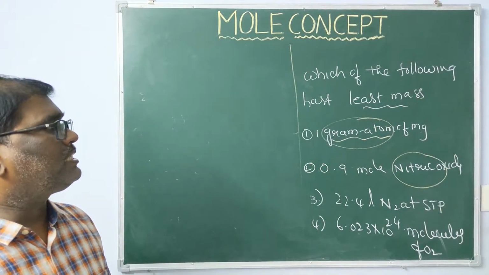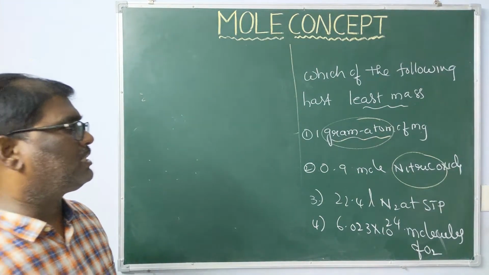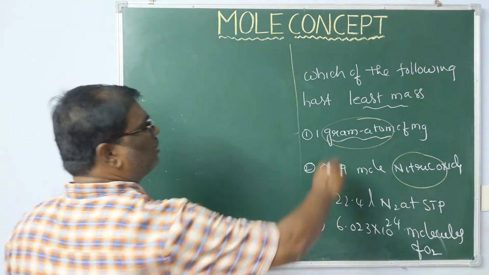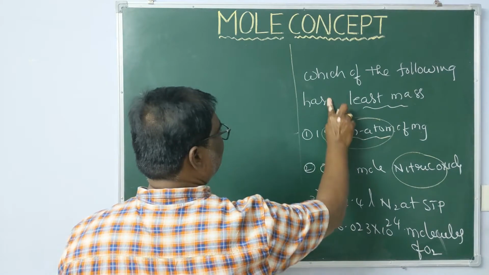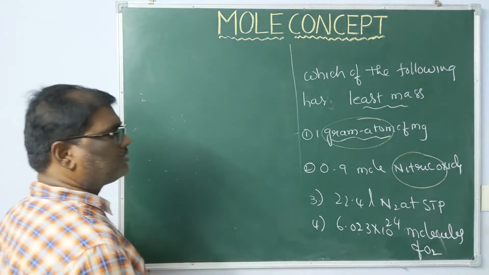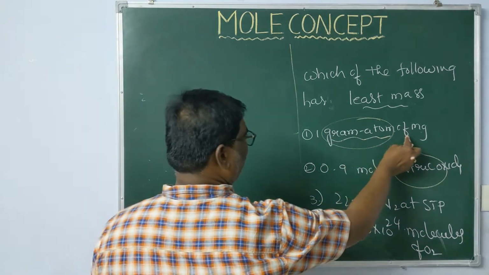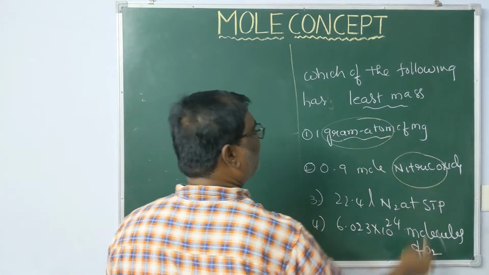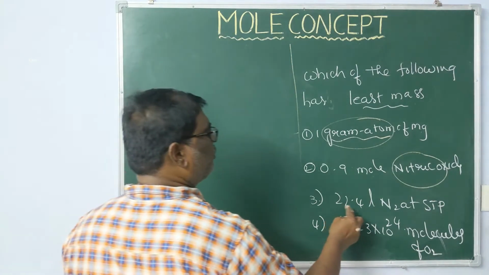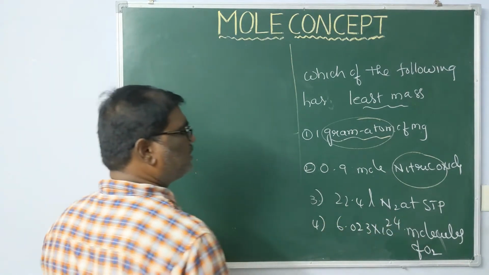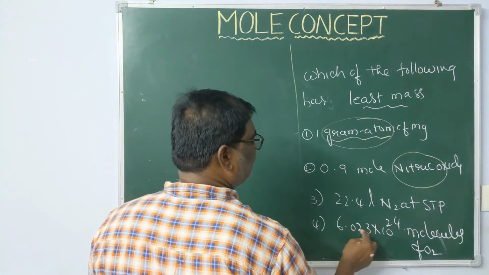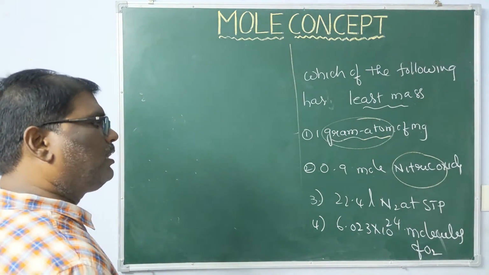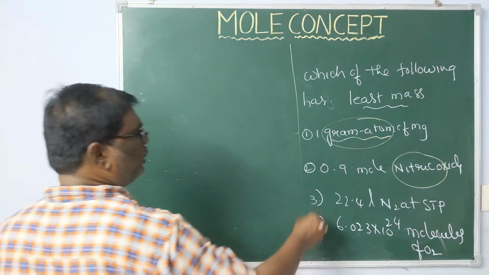Students, we are discussing the problems based on mole concept. Now the next problem is, which of the following has least mass? 1 gram atom of magnesium, 0.9 moles of nitric oxide, 22.4 liters of nitrogen, 6 into 6.023 into 10 power 24 molecules of oxygen. Now you find the weights.